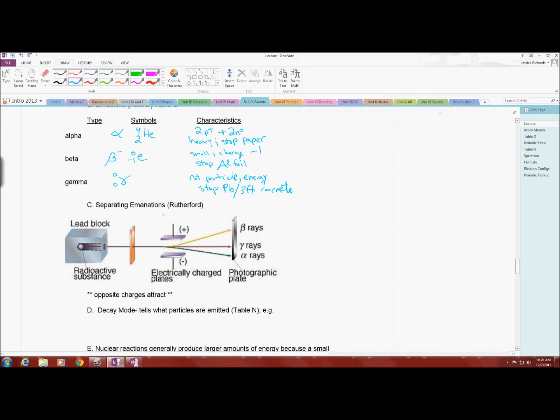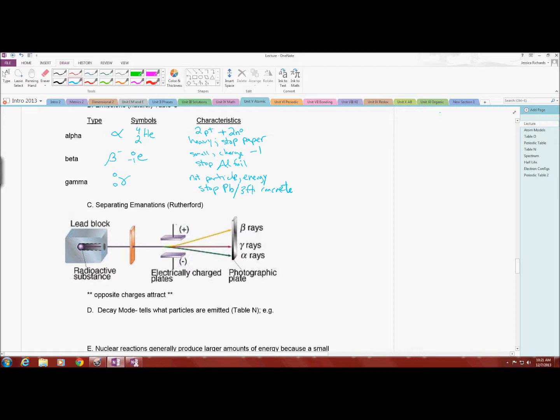All right, how did we figure out what these 3 most common subatomic particles are? It goes back to Ernest Rutherford, his gold foil experiment. After he figured out that atoms were mostly empty space, he continued to study these radioactive materials and did more experiments with them to try to figure out exactly what they were.